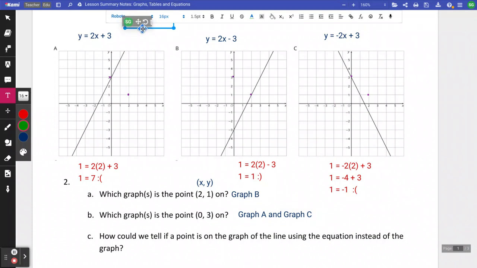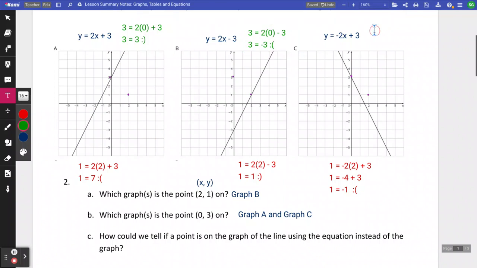We're substituting the point (0, 3). So y is 3. So it'll say 3 equals 2 times my x coordinate, which is 0, plus 3. 2 times 0 is 0, and 0 plus 3 is 3. So it satisfies the equation in A. In B, it'll say 3 equals 2 times 0 minus 3. 2 times 0 is 0, and 0 minus 3 is negative 3. So I see it doesn't satisfy that equation.